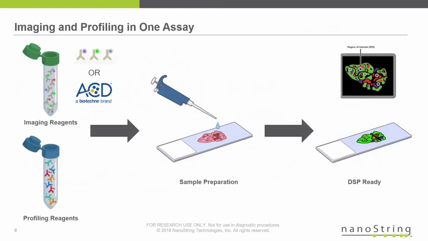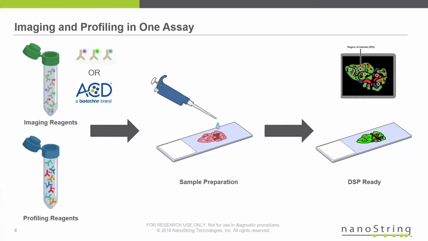And so how do we accomplish that? On our platform, we use two types of reagents. We have imaging reagents and profiling reagents. On the imaging reagent side, you'll also hear us use a term called morphology markers. We have a 4-channel microscope on the instrument that takes an image of the tissue that's on your sample.